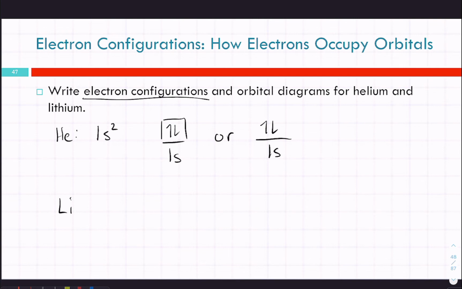Okay, so for lithium then, how many electrons does lithium have? 3 electrons. So lithium, number 3, has 3 protons, has 3 electrons. So we're going to fill these from the lowest orbital to the highest orbital energy-wise. We start with 1s. We can only put 2 electrons in there. Then we move to the next highest energy orbital, which is 2s, and we put our last electron there. So 1s2, 2s1.